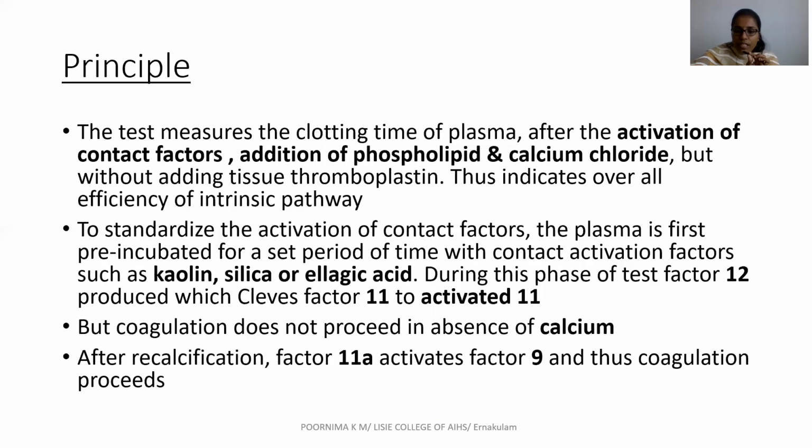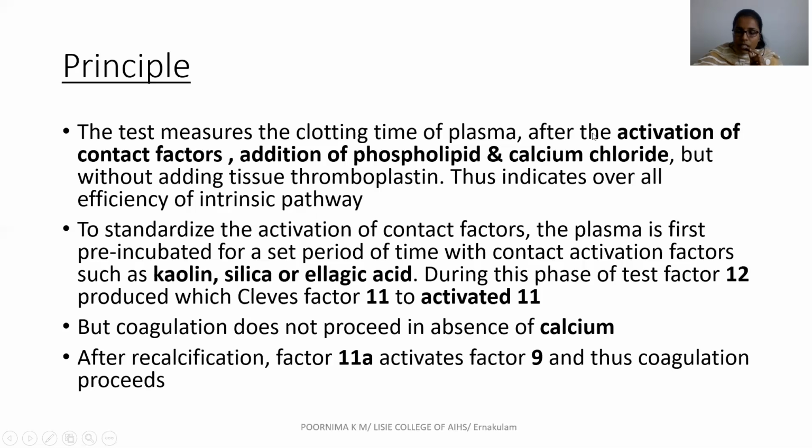So during this phase of the test, factor 12 is activated, which cleaves factor 11 to activated 11. So coagulation does not proceed in absence of calcium. After recalcification, factor 11a activates factor 9 and thus coagulation proceeds. So let's discuss the principle briefly. Here we are performing the test in vitro, right? For doing the test, we are using three main reagents, that we have already discussed: contact factors, phospholipid and calcium chloride. So let me talk about the functions of each of these reagents.